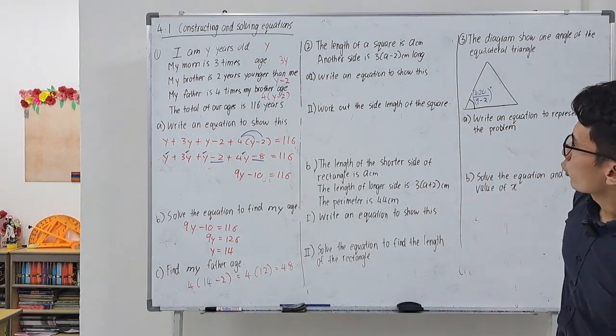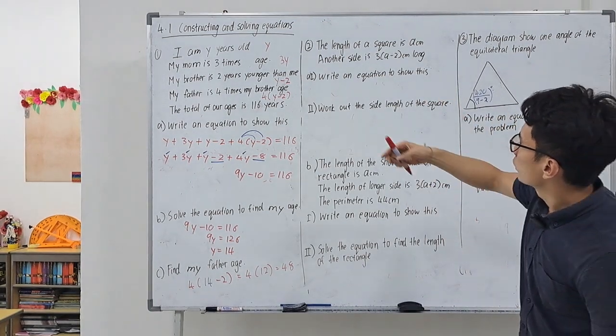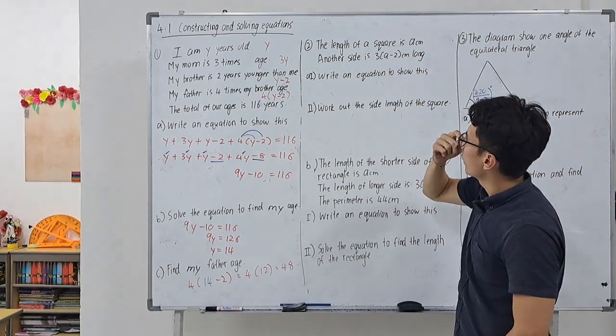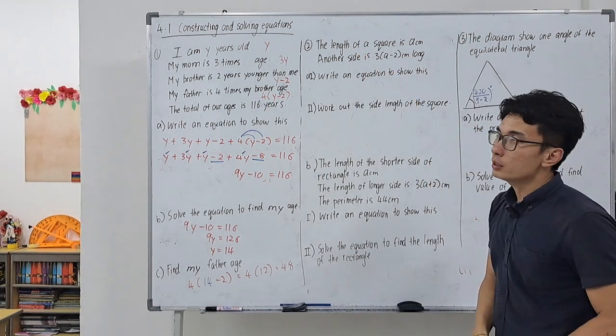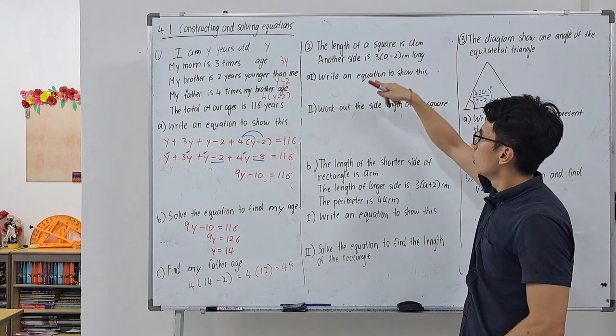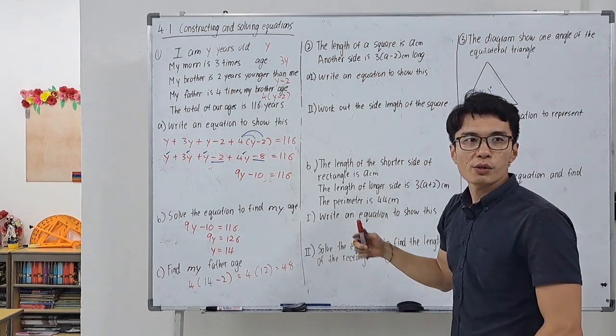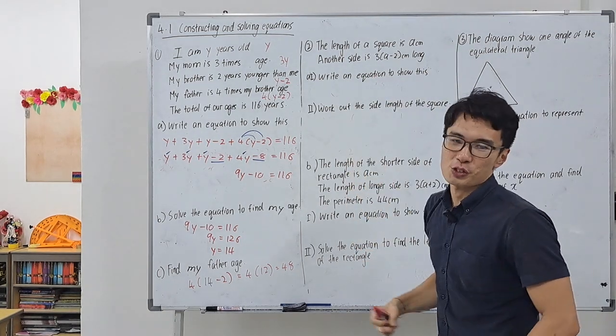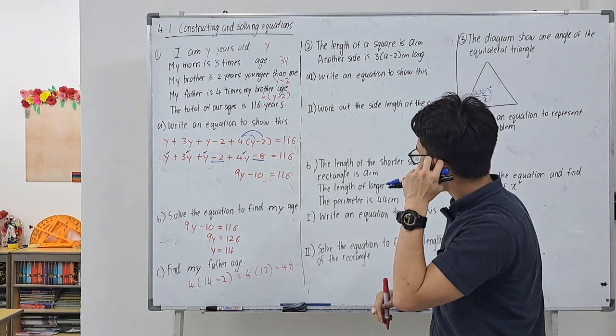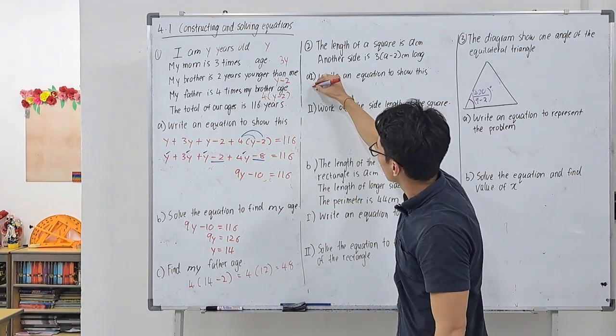Now let's see another question over here. So over here, I have a length of a square is 8 centimeters, another side is this much. Write an equation to show this. Now over here, if you all notice, this is actually a trick question. We already dealt with a square before, so let me just quickly draw out a simple square.